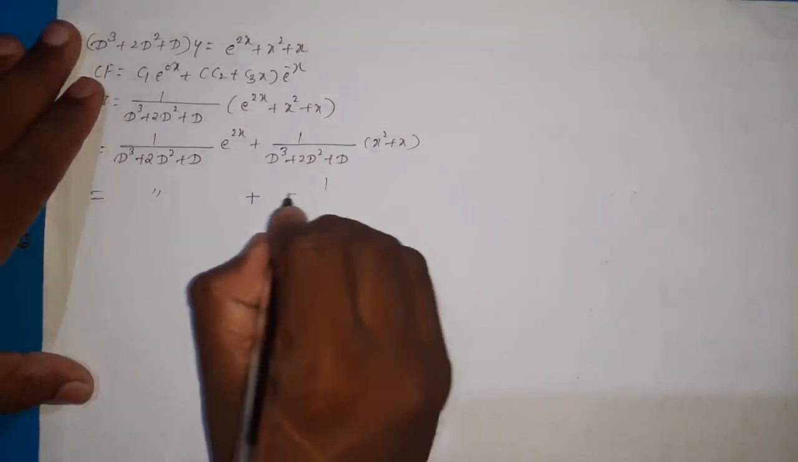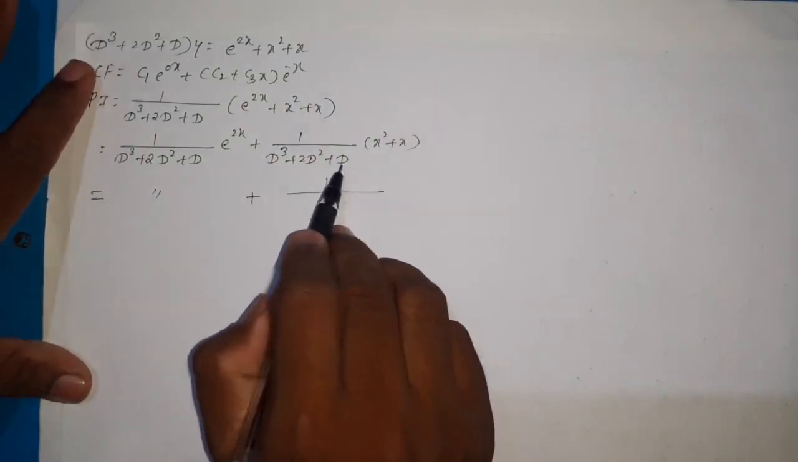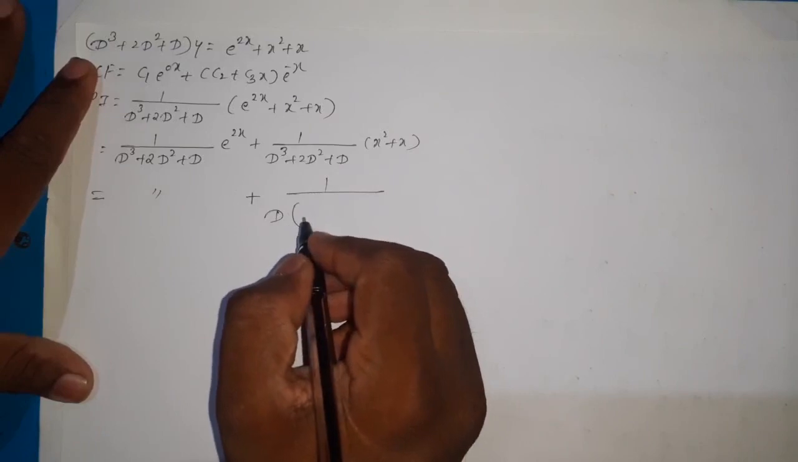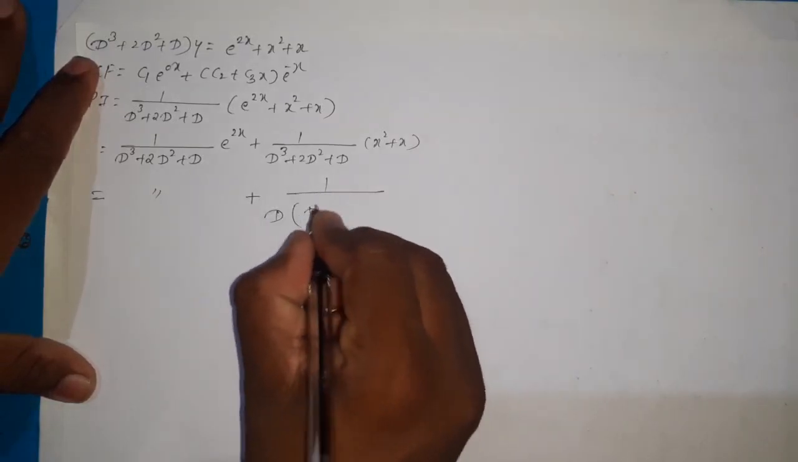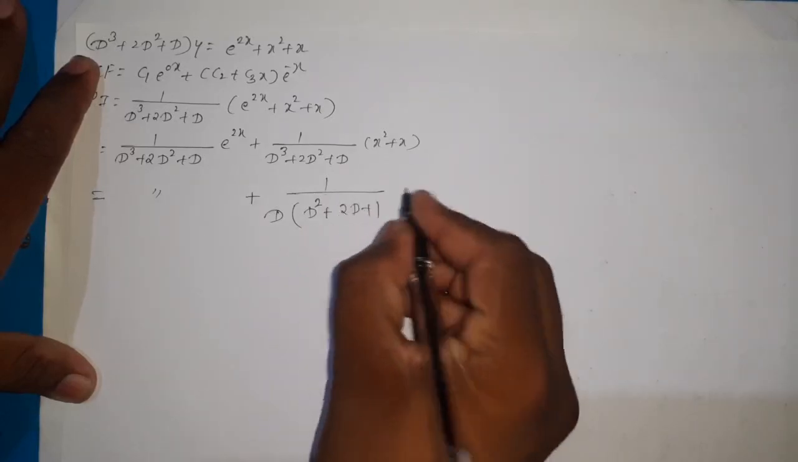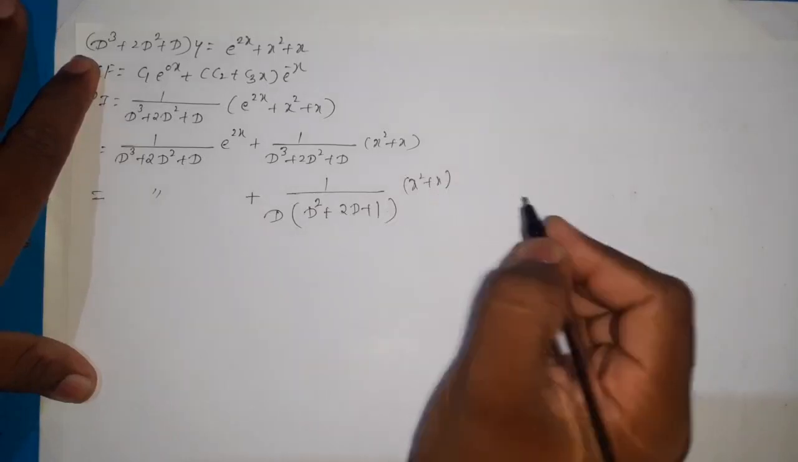then remaining 1 divided by, now here x square plus x is there, the lowest degree term is d, right, and remaining, after taking d common, the d cube becomes d square plus 2d plus 1 into x square plus x.